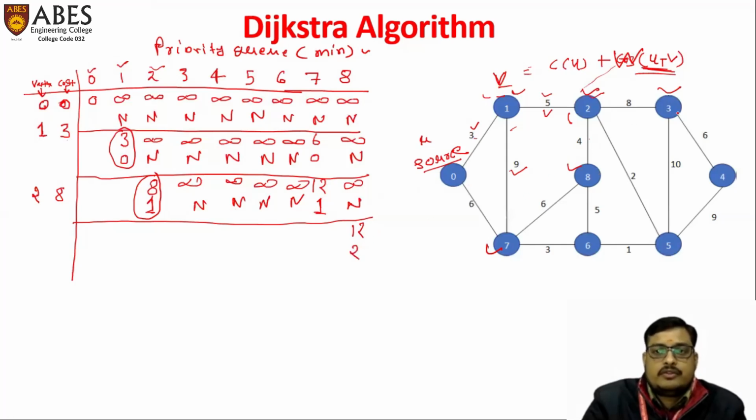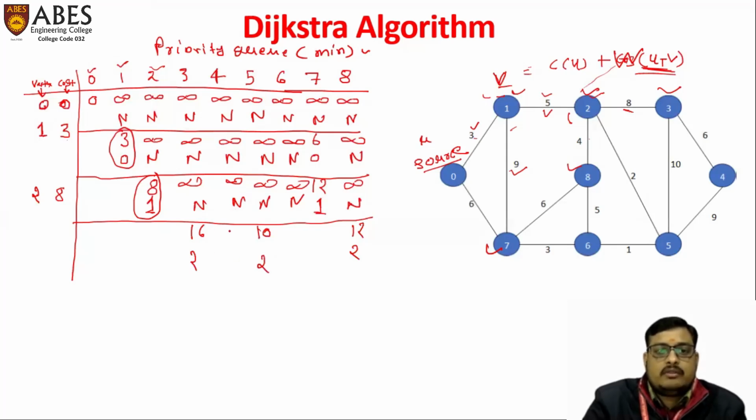Now what will be the cost of 3? The cost of 2 plus the weight of this edge, that is 8. So 8 plus 8 is 16. So we'll update 16 in place of vertex 3 and the source as 2. Now what will be the cost of vertex 5? The cost of 2 plus the weight of 2 to 5, that is 2. So 8 plus 2 is 10. So it will become 10 and the source will be 2.